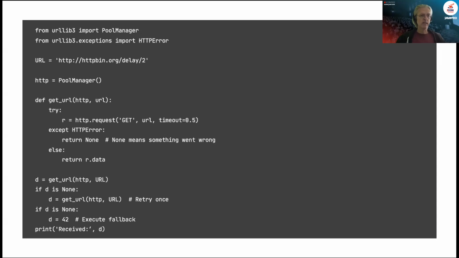And then down in the bottom line, we try to access the remote resource. So d equals get, with parameters HTTP and URL. And if it doesn't work, so if it returns a None, well, we simply do it again. And if it's still None, we execute our fallback. And in IT, we all know 42 is a good reasonable fallback for many things. So we use that one. And then we're done basically.